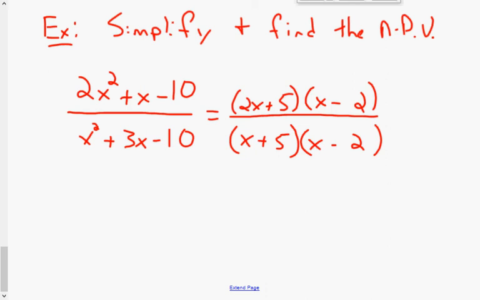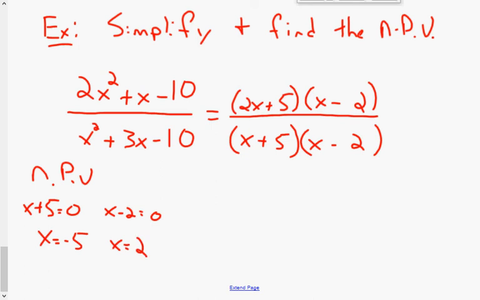Now, before I cancel everything out, I'm going to do the non-permissible values real quick. I'll do that right over here. So I take both brackets, make them equal to 0, like so. There you go. There's my non-permissible values. And now I can cancel stuff out.